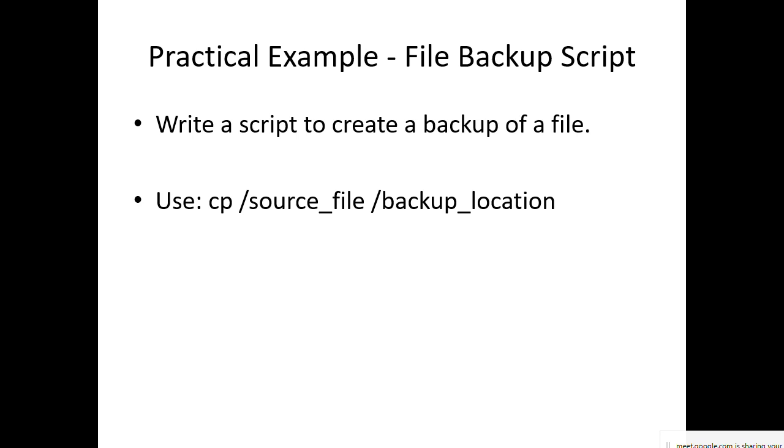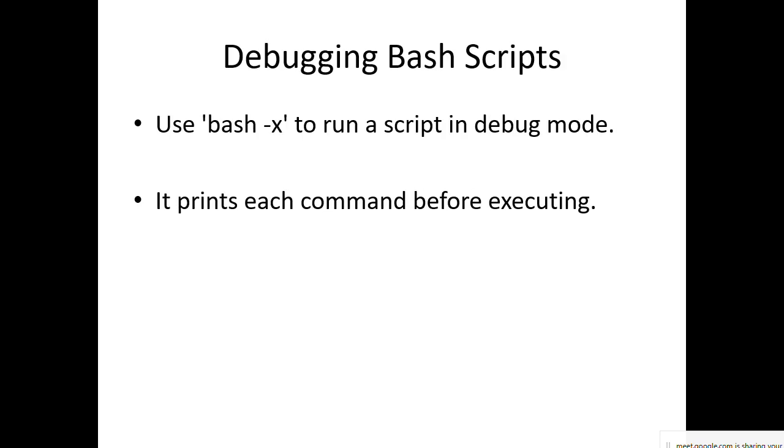Then a practical example of a file backup script. Write a script to create a backup of a file. We are using a command like cp source_file backup_location. By using this command, we are creating a backup of a file. Then debugging bash scripts. What is meant by debugging? Eliminating errors in a program is called debugging.